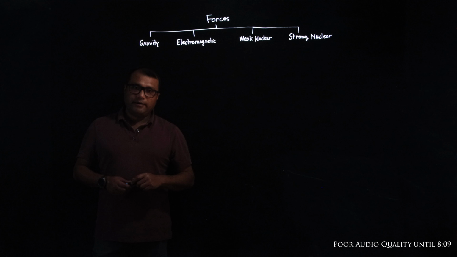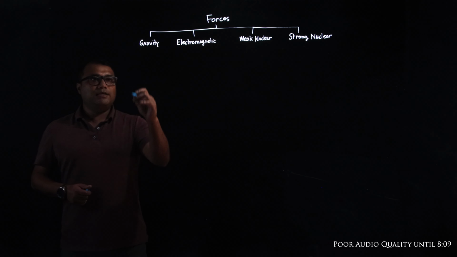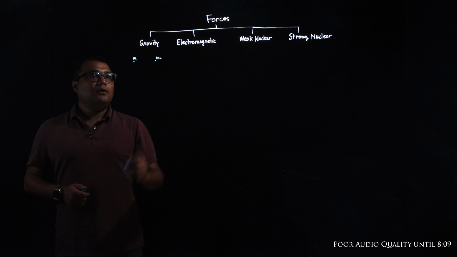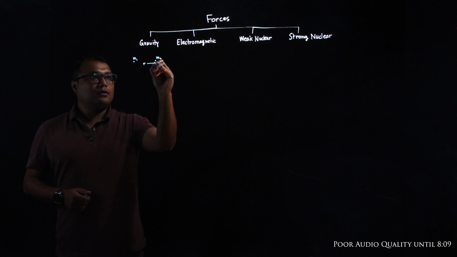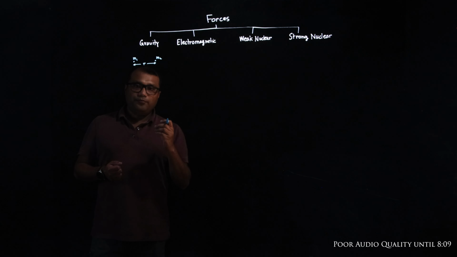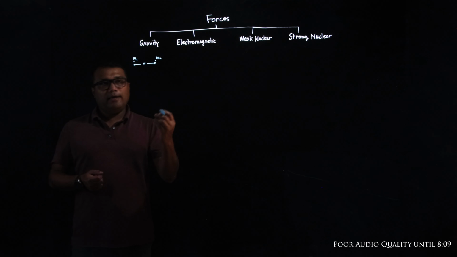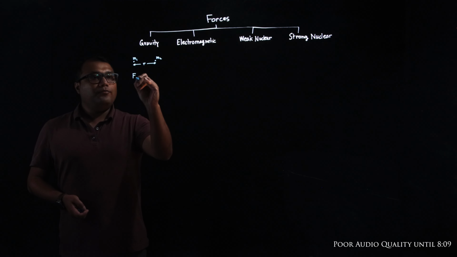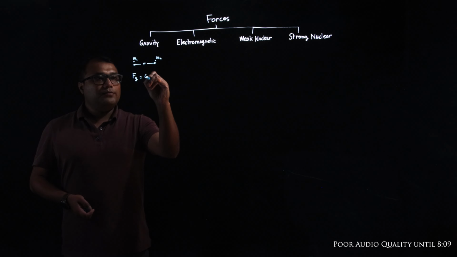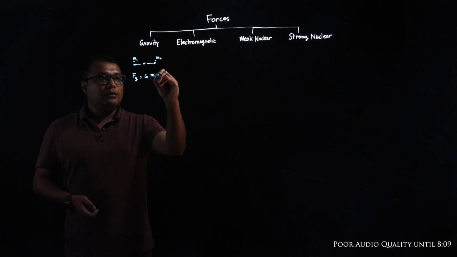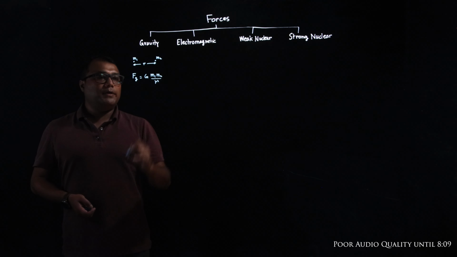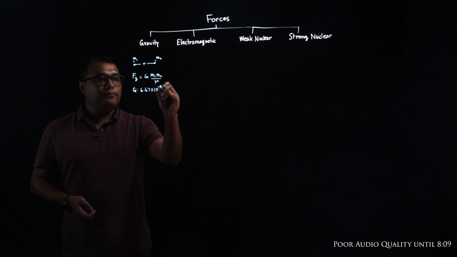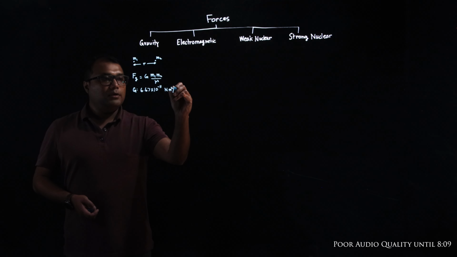So first of all, let's talk about gravitational force. Newton's law of gravitation states, if there are two point masses M1 and M2, which are separated by a distance r, the gravitational force on M1 due to M2 and vice versa is an attractive force. So both M1 and M2 attract each other. And we can write the gravitational force as G, which is the gravitation constant, times M1 times M2 divided by r square. The constant G is 6.67 into 10 to the power minus 11 Newton meter square per kg square.